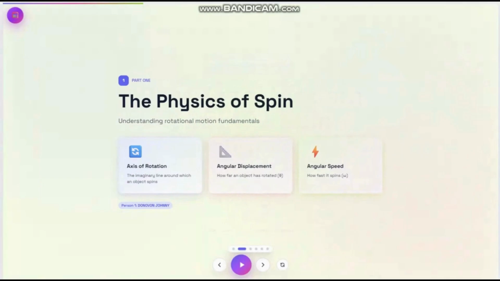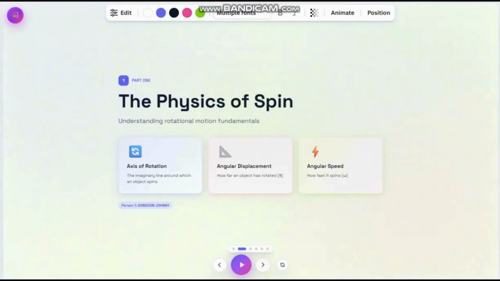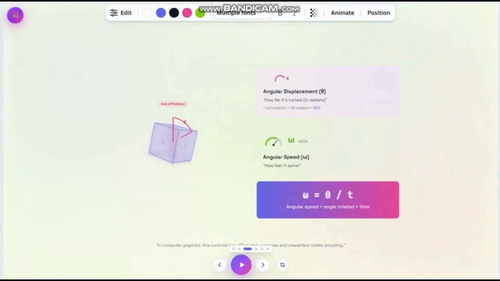Let's start with the fundamentals. Every spin begins with three key concepts: the axis of rotation, angular displacement, and angular speed. Let's move on to the next slide. Here we can see angular displacement and angular speed and the formula.